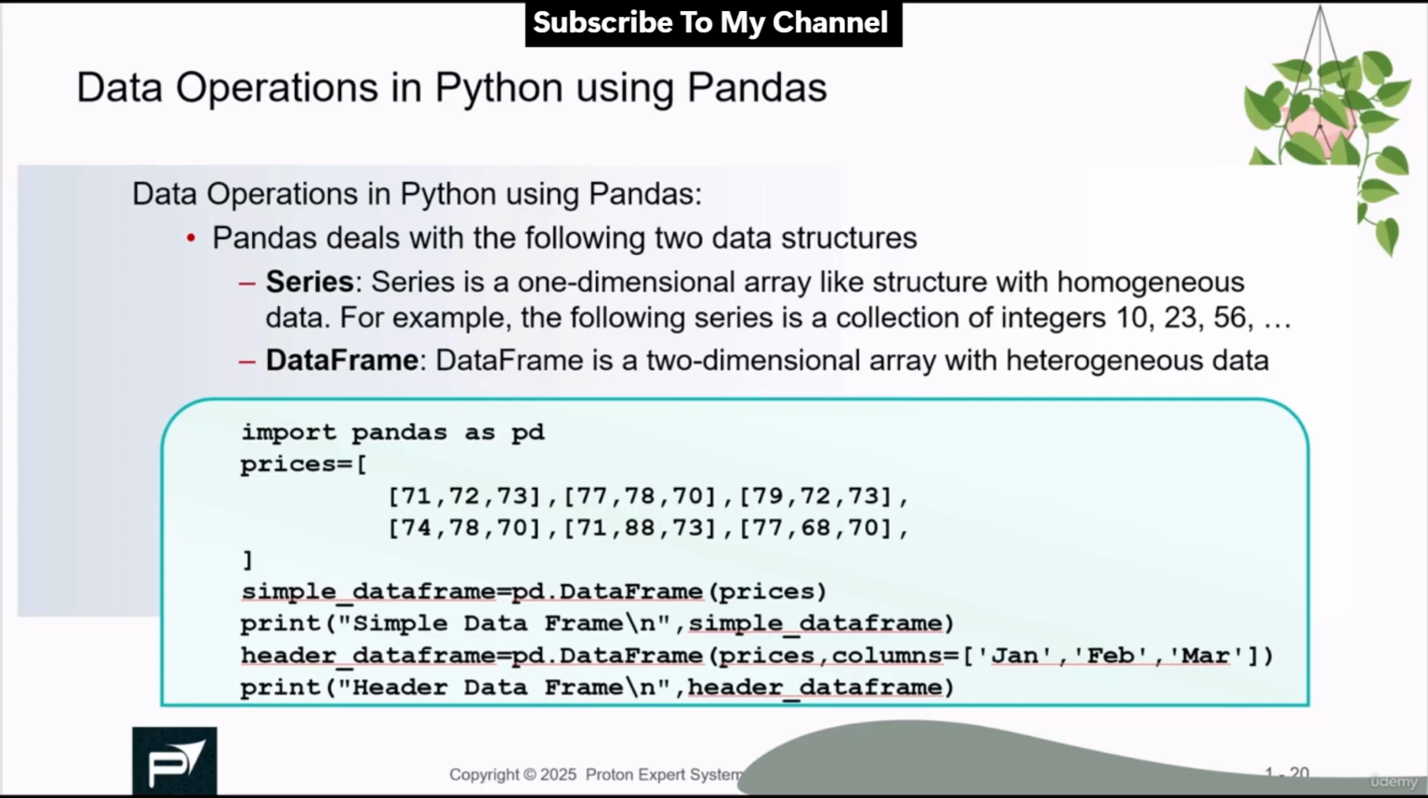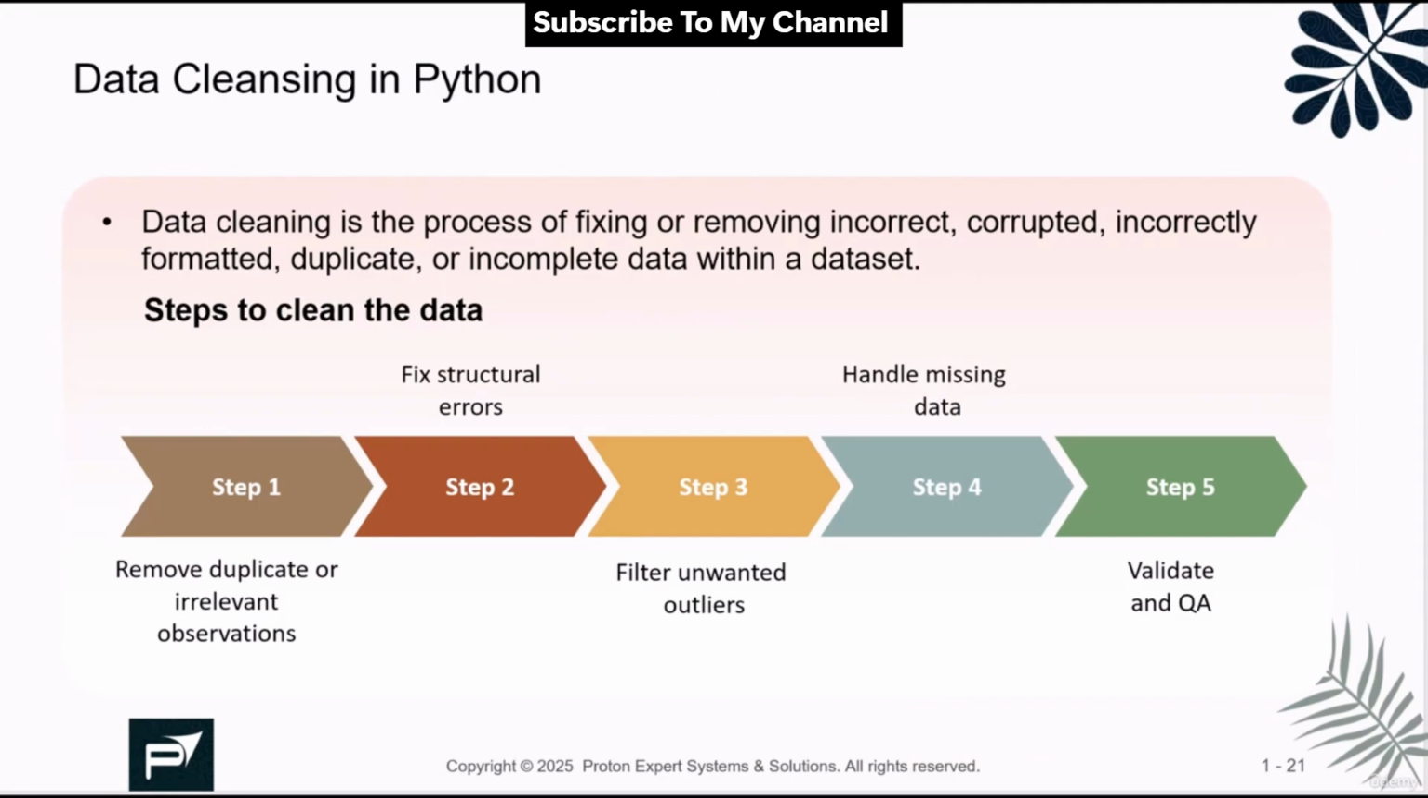Let's understand what is data cleansing in Python. Data cleansing is the process of fixing or removing incorrect, corrupted, incorrectly formatted, duplicate, or incomplete data within a dataset. Let's see the steps to clean the data. The first step is removing duplicate or irrelevant observations, then fix structural errors, filter unwanted outliers, handle missing data, and validate and QA.